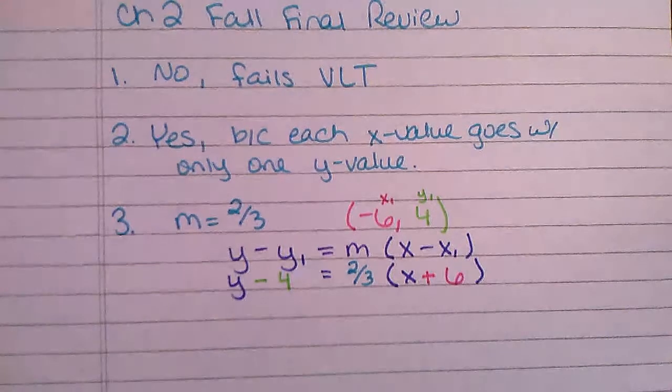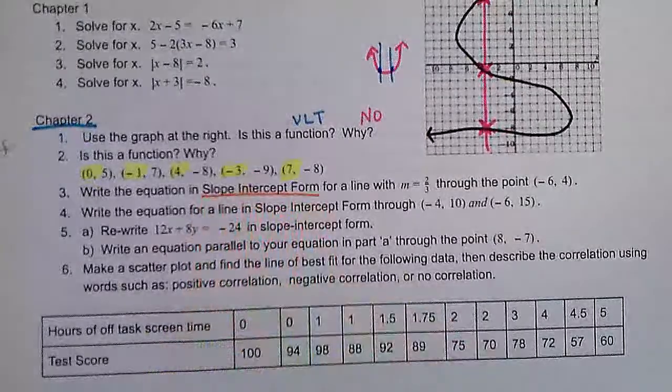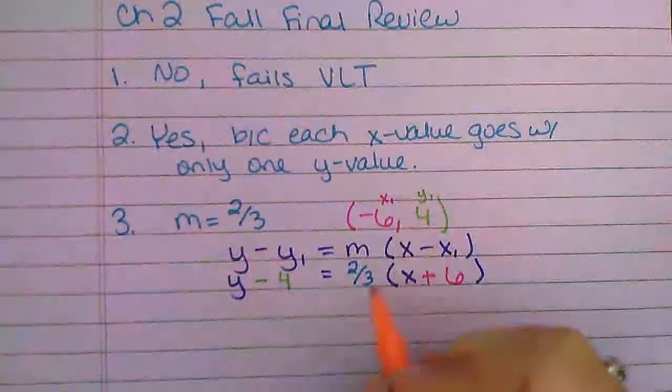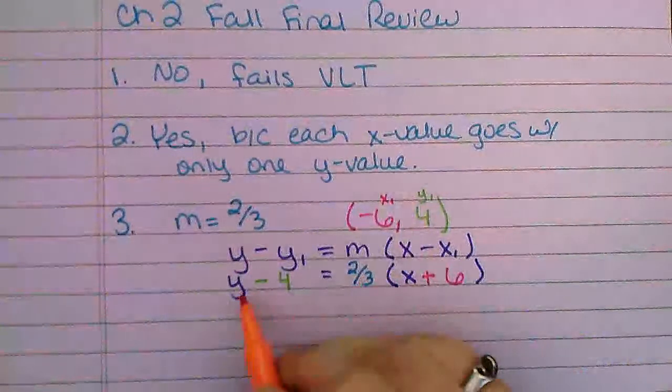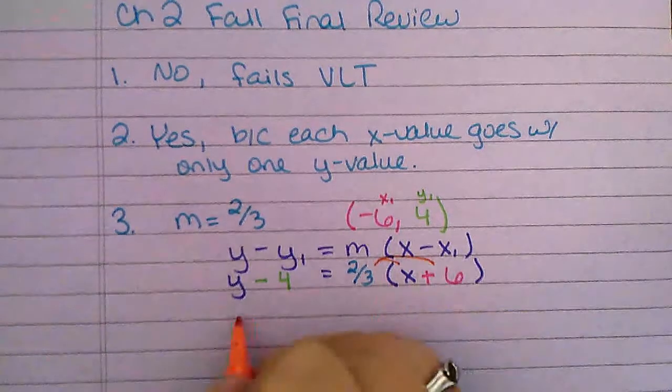So now that I've got this set up in point slope form, I probably should make sure I read the directions. Okay, it says it wants it in slope intercept form. So that's not the form I'm using, but I can change it. So to change it to slope intercept form, I have to get the y by itself. So I need to distribute this 2/3.